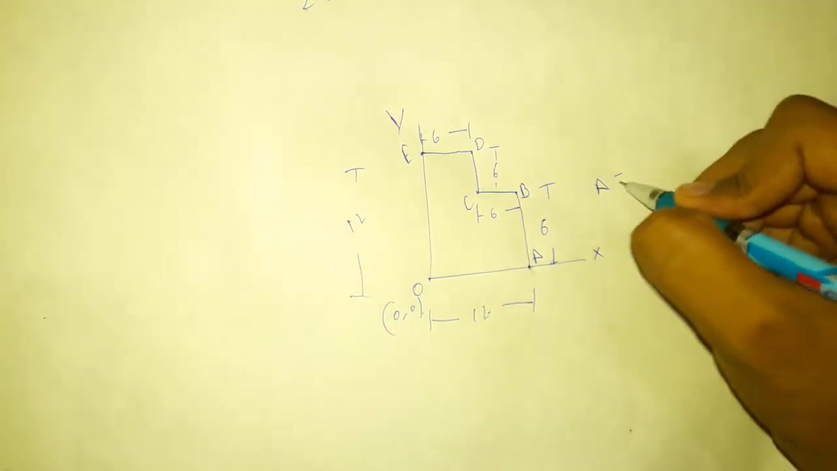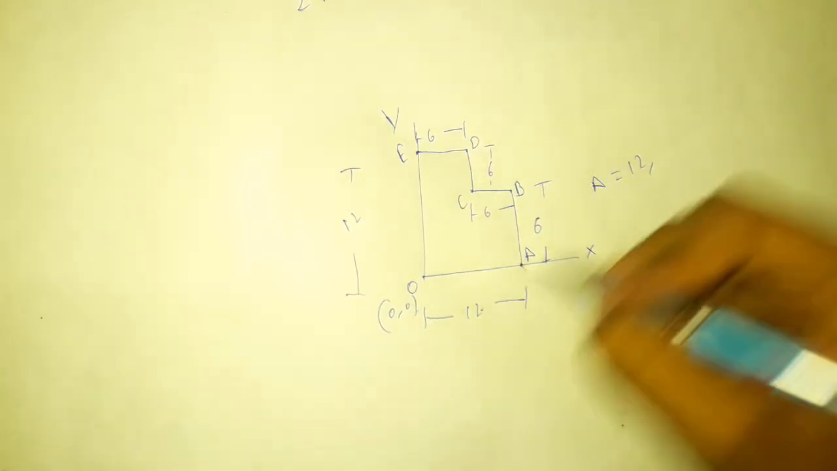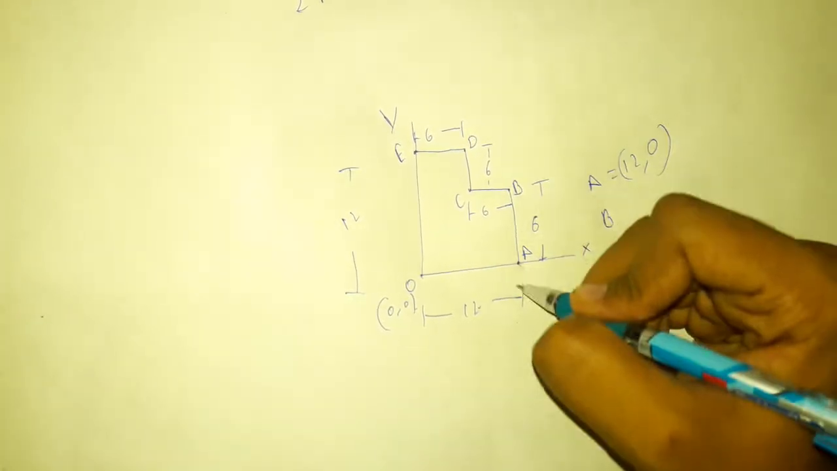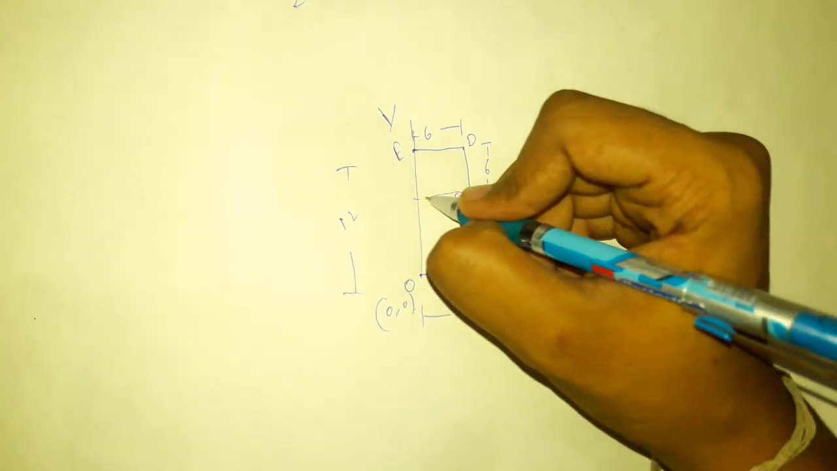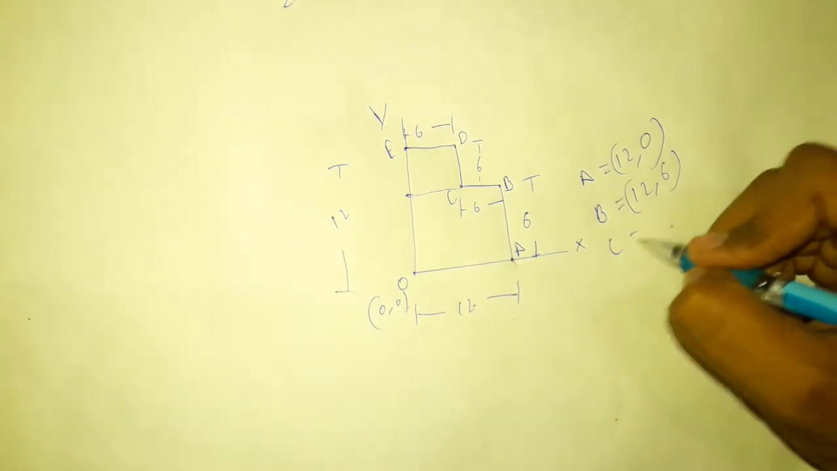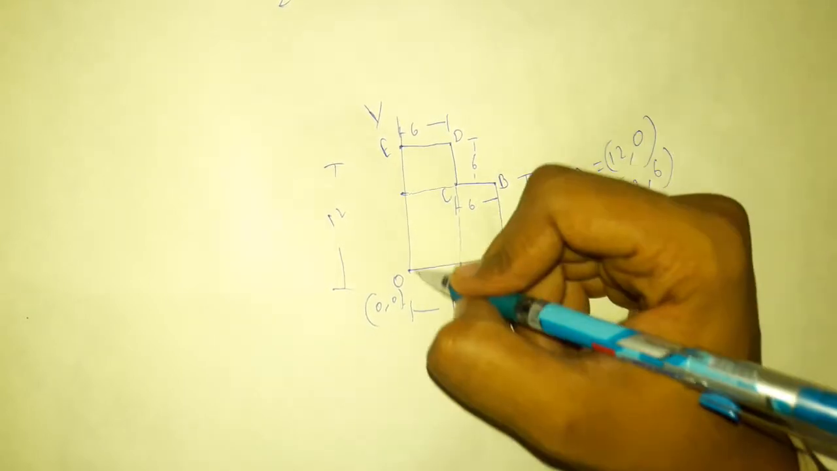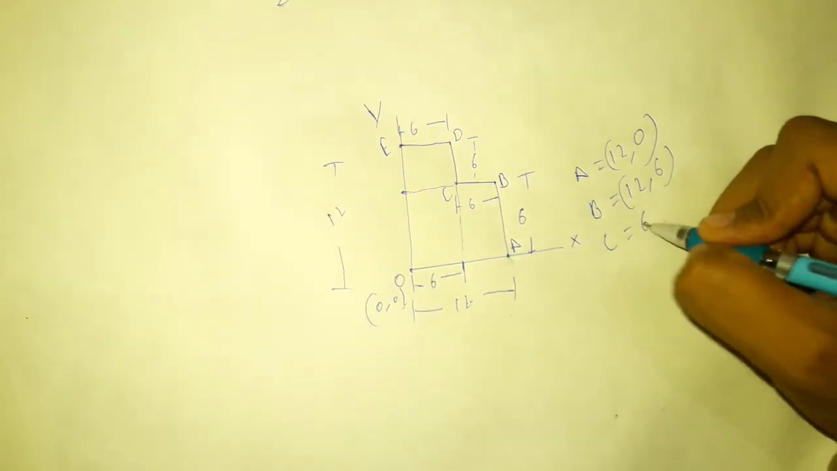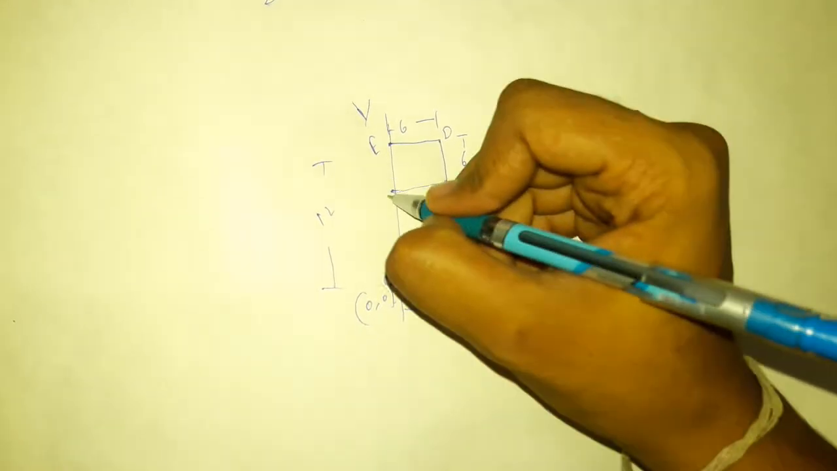Here A is 12, comma, for the y-axis 0. B, for the x-axis it's 12, and for the y-axis it's 6. Then C is 12 minus 6, which gets 6 distance from the origin point. So that is 6, 6. This one is for the y-axis.